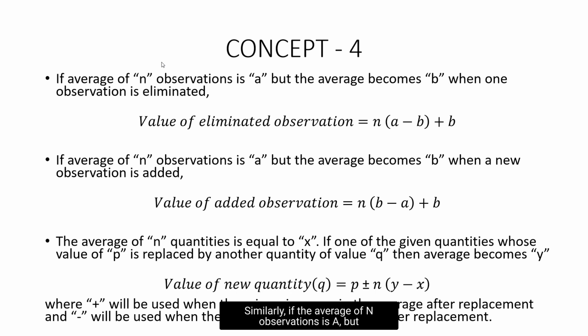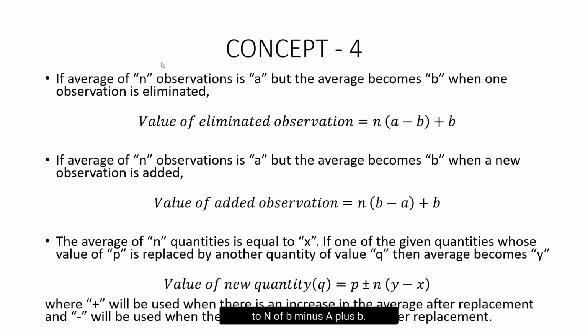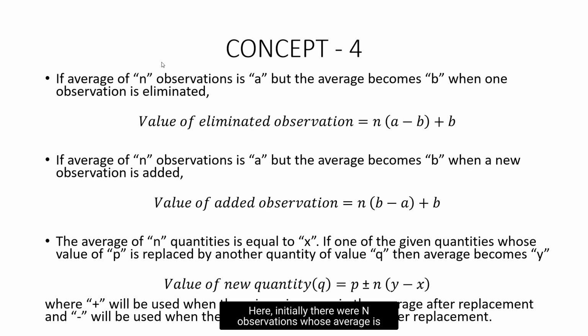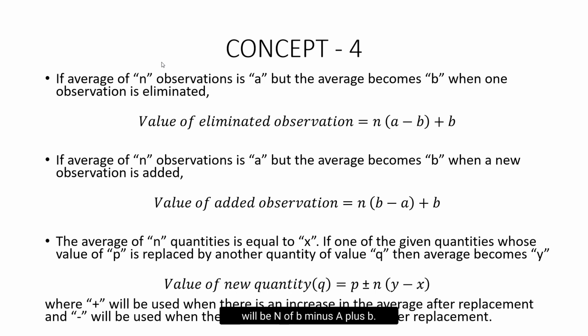Similarly, if the average of n observations is A, but the average becomes B when a new observation is added, then the value of the included or added observation is equal to n of B minus A plus B. Here, initially there were n observations whose average is considered as A, but the average suddenly gets modified to B when a new observation is included. At that time, the value of the added observation will be n of B minus A plus B.